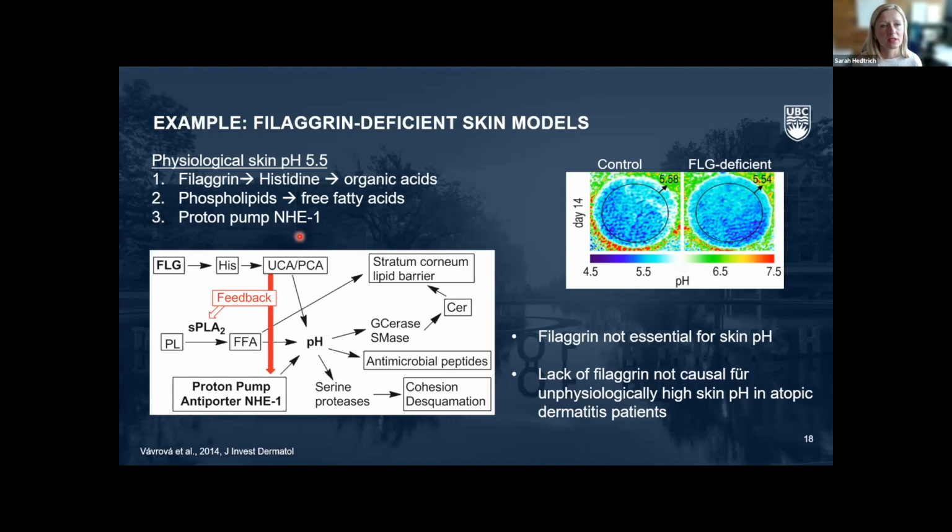In consecutive studies, we were then able to show that as soon as the inflammation kicks in, as soon as there is interleukin-4 and 13, which are relevant for atopic dermatitis, then we see the upregulation of this pH. And what we assume is that the inflammation then counteracts the feedback mechanism, so that this is not able to compensate anymore. And then we see this unphysiologically high skin surface pH.